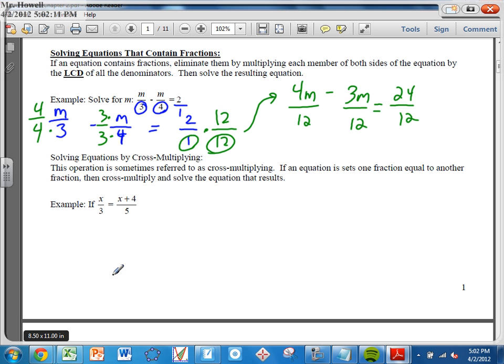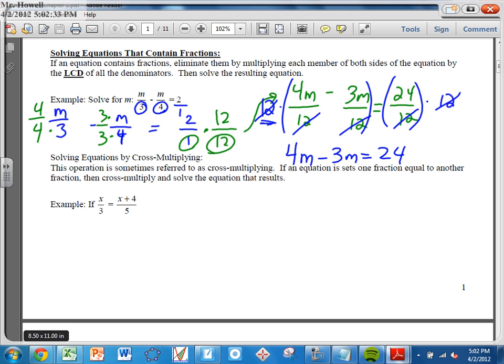Another way to think about it is this. You've got all the 12s there. We'll multiply this side by 12 and multiply this side by 12. If you do one thing to one side, you have to do it to the other. Well, this 12 reduces, and then this 12 has to get distributed on the left-hand side. So this actually cancels with both of these 12s, which in the end still yields 4m minus 3m equal to 24.